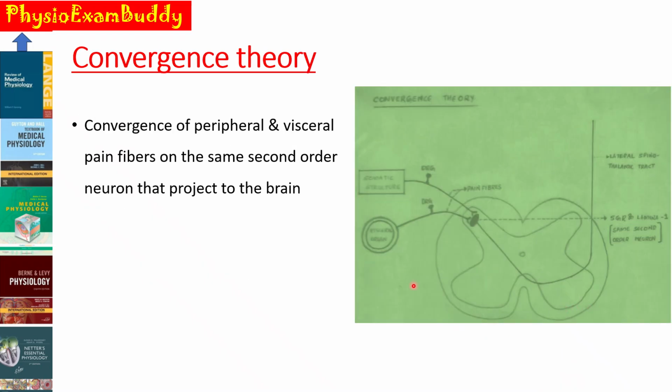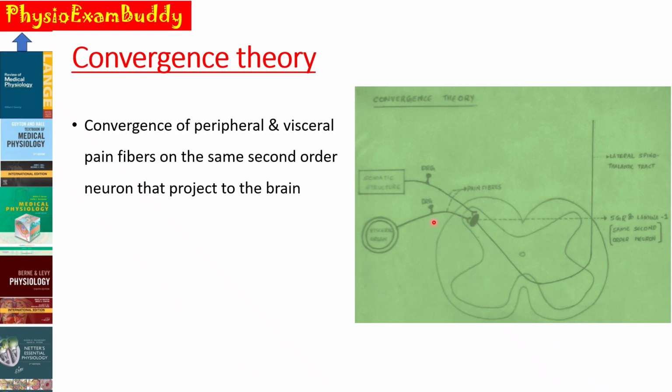Next theory is about convergence theory. So what is this convergence theory? Again, the pain which is carried from the superficial somatic structure or from the visceral viscera, it is carried into the brain through our spinothalamic tract, that is the lateral spinothalamic tract.